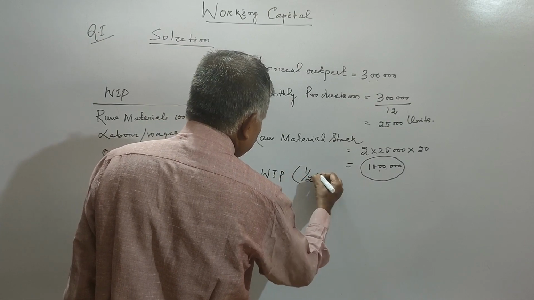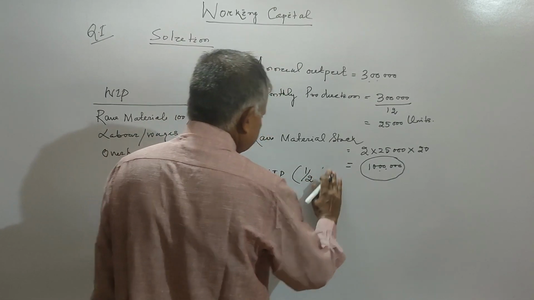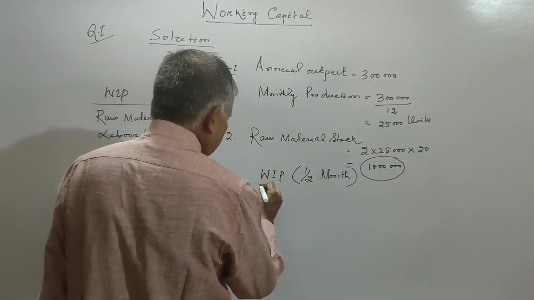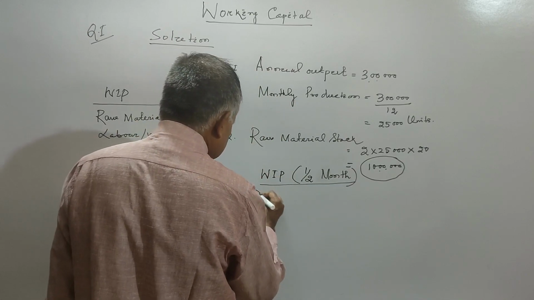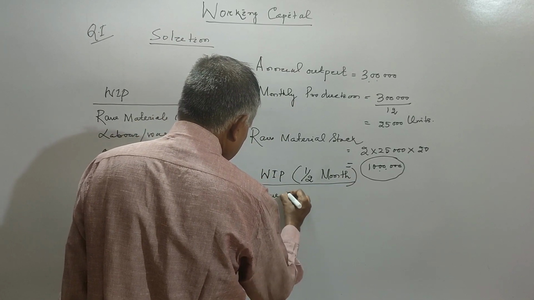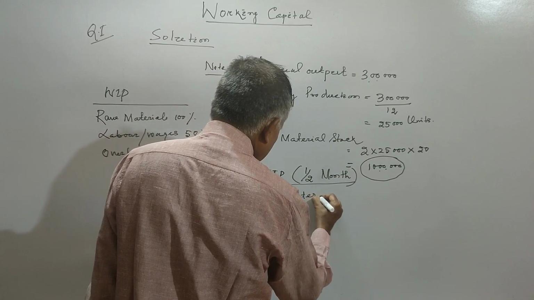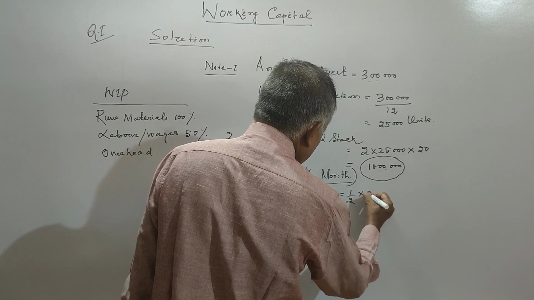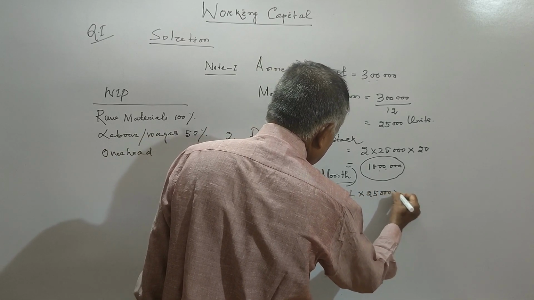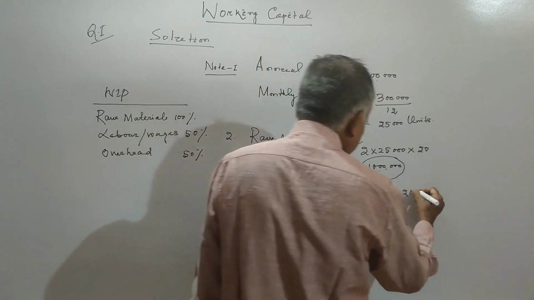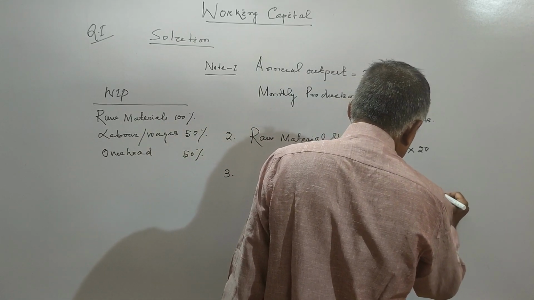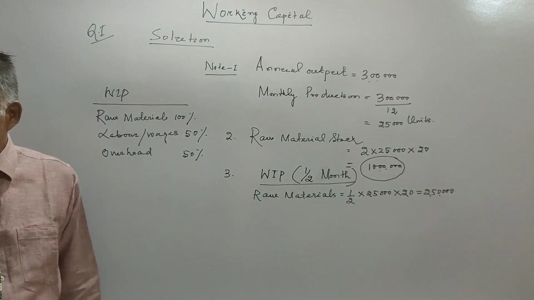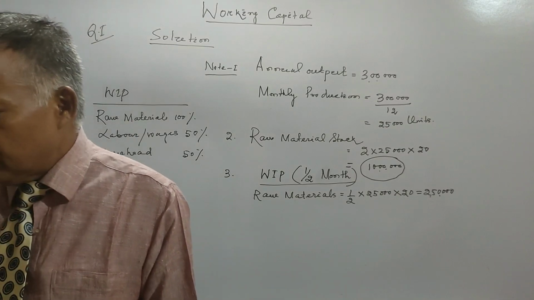Work in progress has been given as half month. So in case of work in progress, let us take the raw material. Raw material fully supplied, half month into 25,000 into 20, this comes to 2,50,000 as your raw material, right? So 2,50,000 is your raw material.